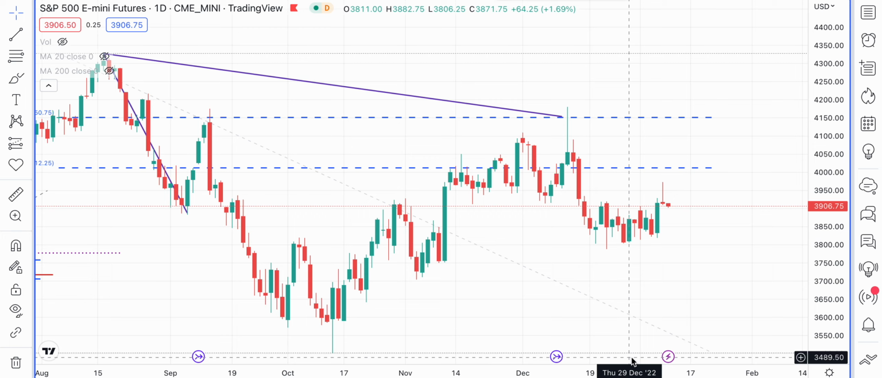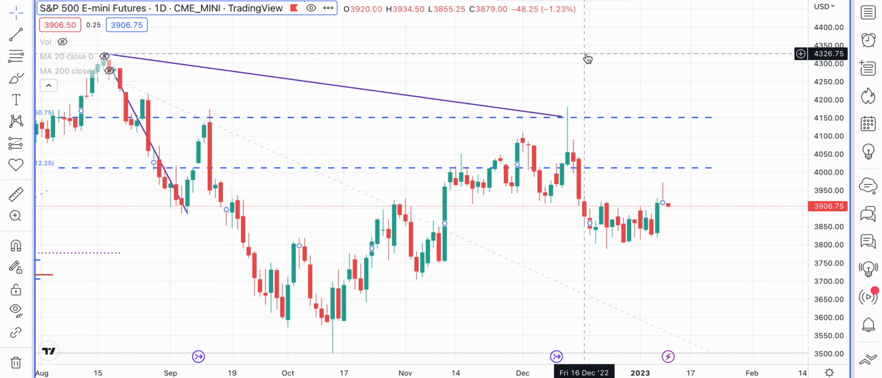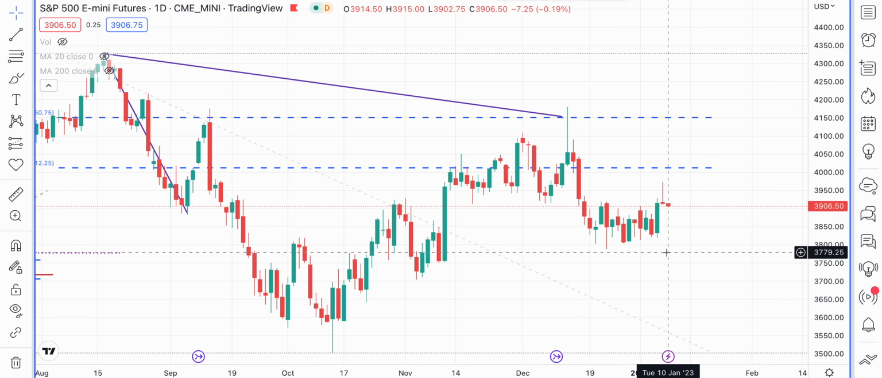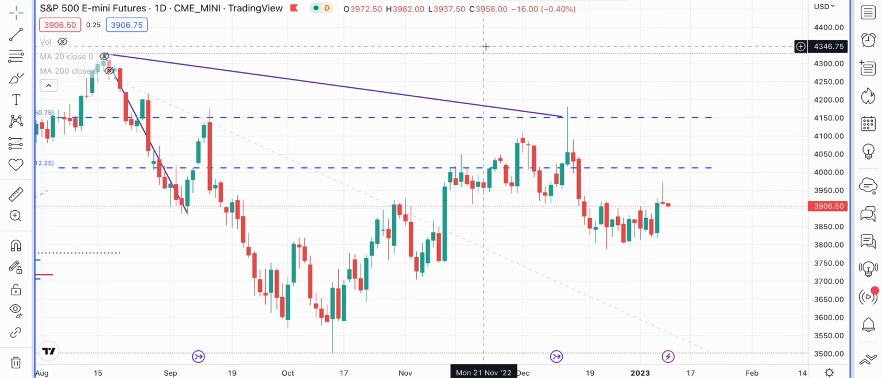Okay, so what we are looking at is the chart of S&P 500 E-mini futures daily chart. Today, the market was very strong in the beginning, and towards the end of the trading day it actually closed in a negative. So what happened today is that the market rotated lower from a key resistance level, and it was not able to close above that. So what is that key resistance level?